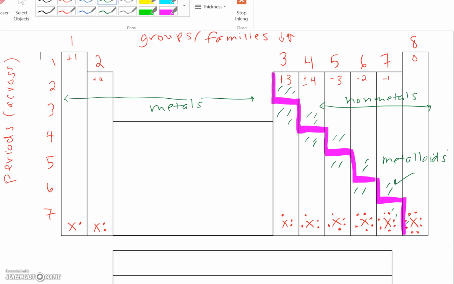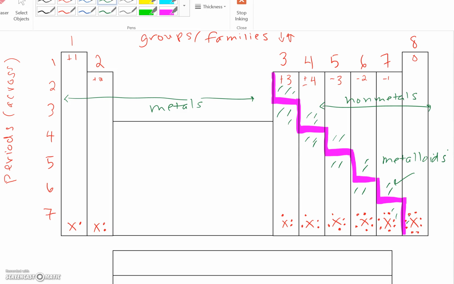Nonmetals are sort of our opposite. They don't have those properties, they're not conductive. And then metalloids are sort of a hybrid in between. They might have some metallic properties, but they don't fit well into metals or nonmetals, and so they touch that stair-steppy line.